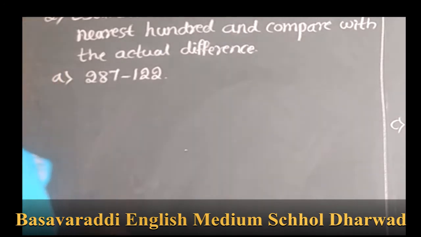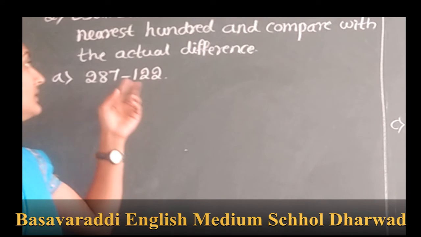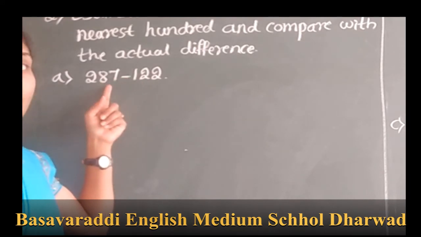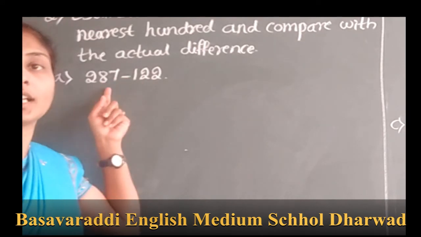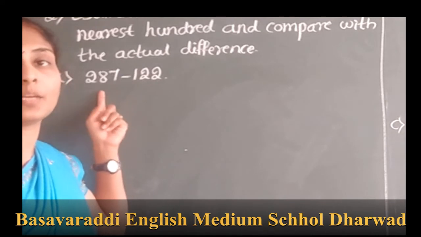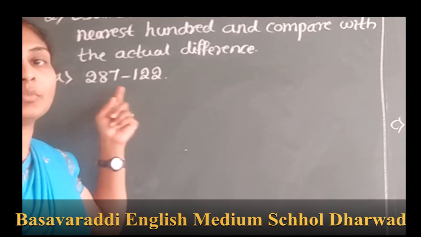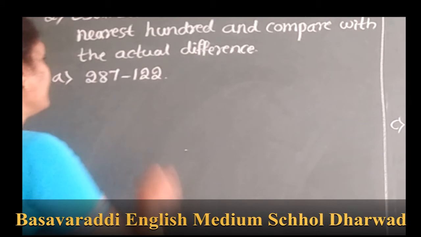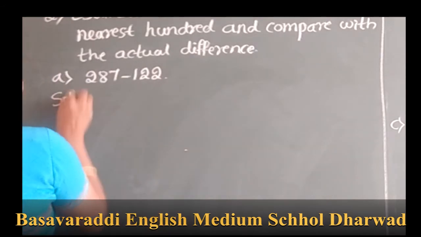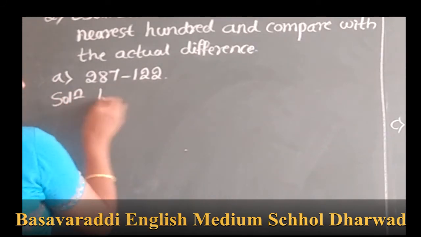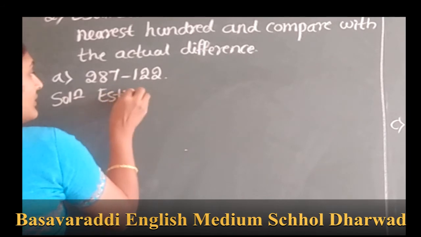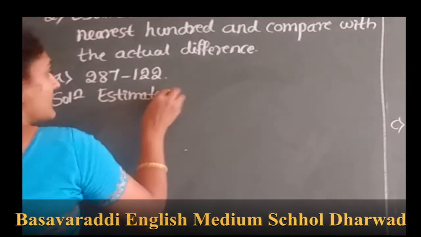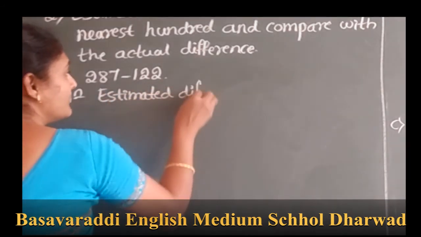If the digit at the tens place is equal to or greater than 5, the number is rounded up. Let's do the solution. First, write the estimated difference.